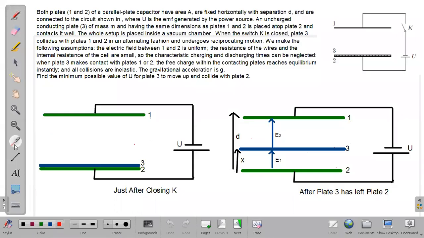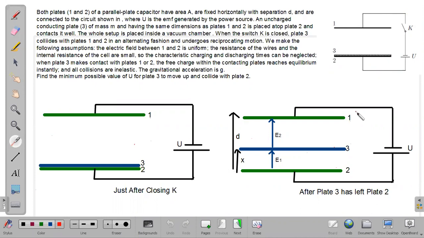Hello students. In this problem, we have three identical conducting plates which are parallel to each other. Plate number 1 is at the top side and plate number 2 and 3 are in contact with each other at the bottom side. The top plate, which is plate 1, is connected to a switch open at the initial moment. That switch is connected to the negative terminal of the battery, and from the positive side of the battery, the plate 2 is connected.